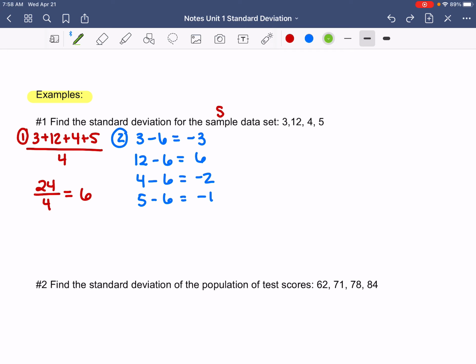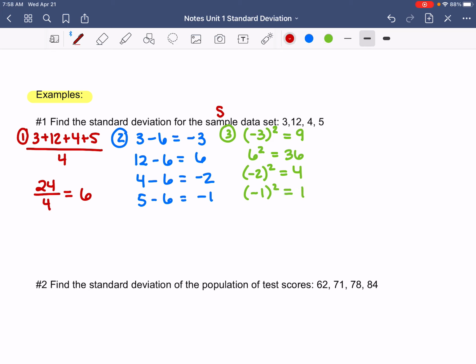Step 3, you square all of those numbers. So I take negative 3 squared. Notice I put parentheses around it because it's negative 3 times negative 3, which is positive 9. 6 squared, I didn't put parentheses because 6 times 6 is 36. Negative 2 squared is 4. Negative 1 squared is 1.